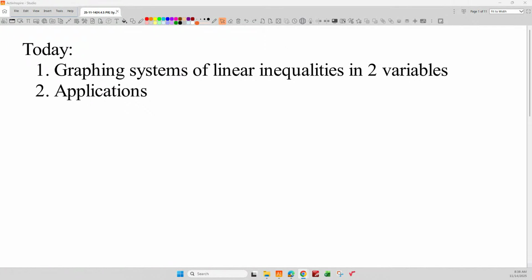Remember what those looked like, right? If we graph a linear inequality in 2 variables, it's a boundary, a borderline, and then a shaded half plane, right? And so we're looking for solutions of systems of multiple inequalities in 2 variables. So we're going to look for all the places where those solutions overlap, where they intersect.